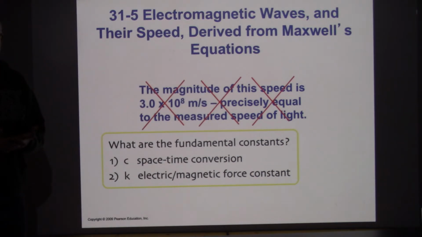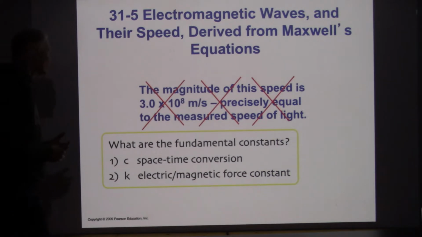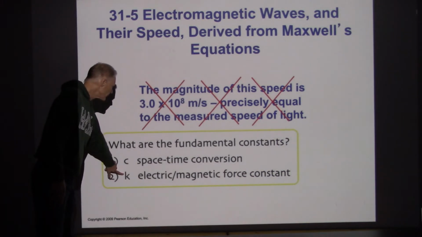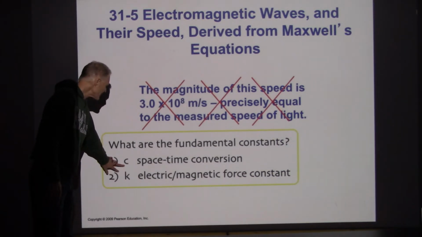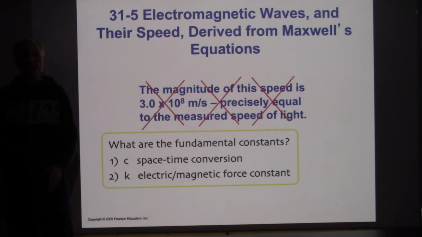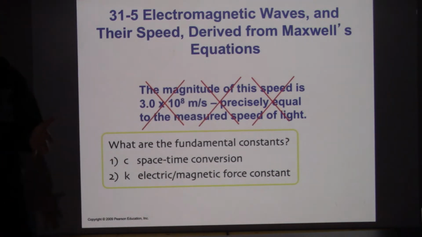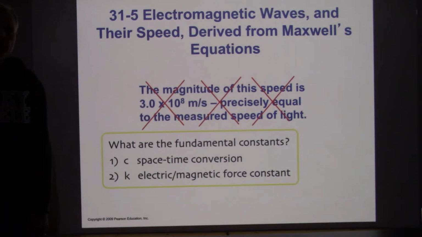So the electric and magnetic force are clearly all part of one force. There's only a need for one force constant. So I'm going to say these are the two fundamental constants. C tells us about how space-time is put together, and K tells us the strength of the electric and magnetic forces. All right.